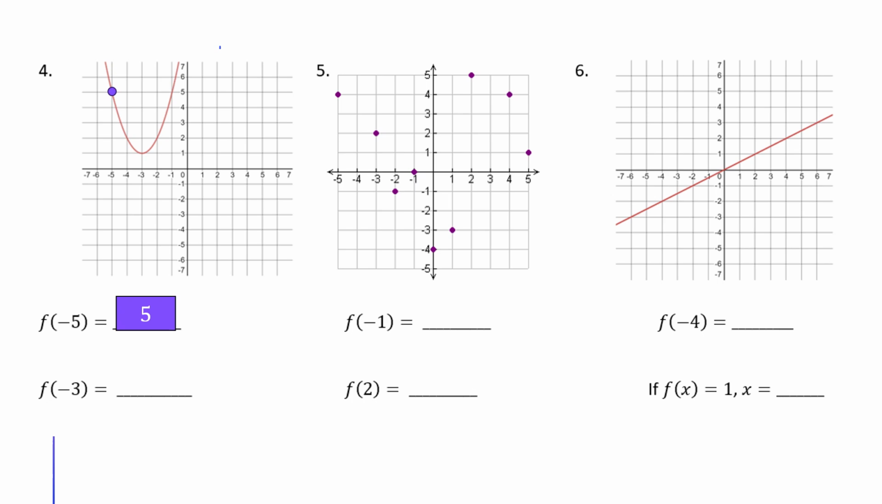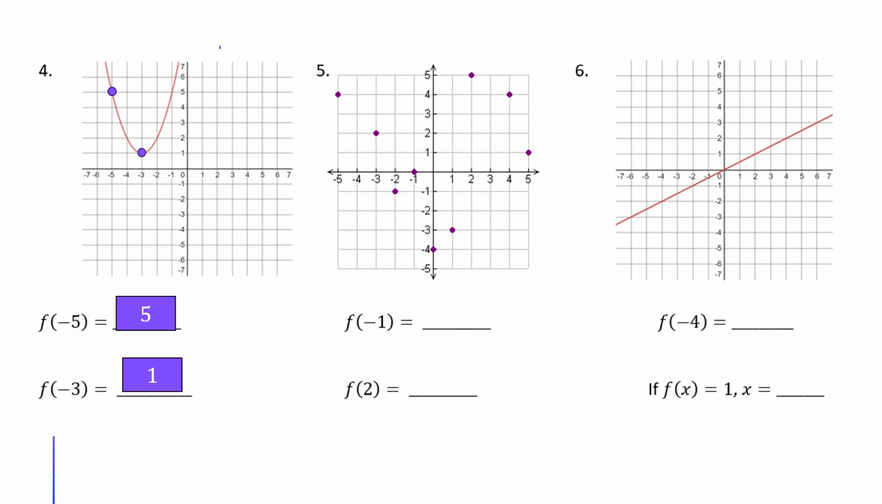And then we can do the same thing for this next one, f of -3. So find -3 as the x value on that x-axis. Follow the vertical line on up until you hit the curve and look for the y value at that point. Notice it is 1. So f of -3 is equal to 1.